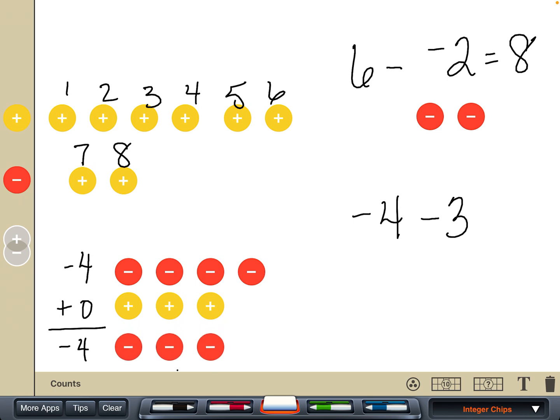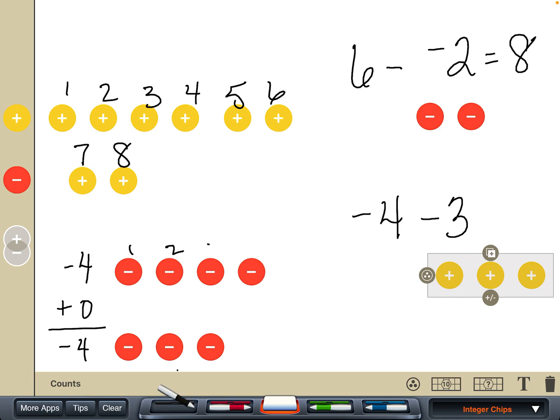And now I have 3 positives that we can take away. So there's our 3 positives. Let's just take them away. And then we're left with 1, 2, 3, 4, the 4 negatives that we started with. And then 5, 6, 7 when we add the 3 negatives that we had left. So 4 negatives and 3 negatives gives us 7 negatives.